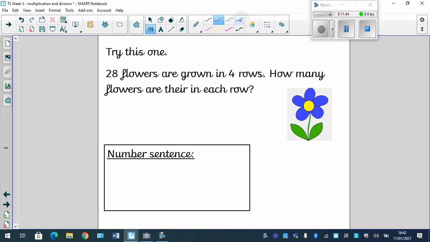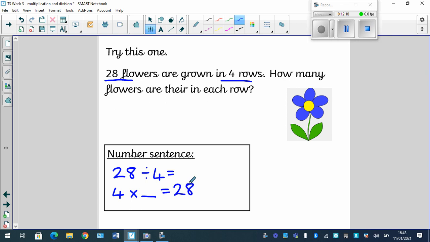Okay, how did you get on? Let's see, we've got 28 flowers, they're grown in 4 rows. How many flowers are there in each row? So, it's going to be 28 divided by 4 equals. Now then, I know that 4 times something equals 28.